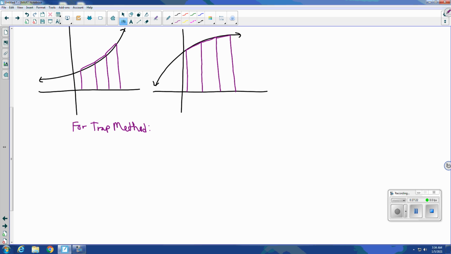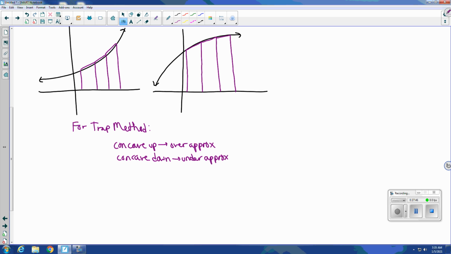So for the trapezoid method, concave up, we have over approximation. And then for concave down, we have an under approximation. And again, this is one of those things where if you forget, you can draw out an example to illustrate the point.